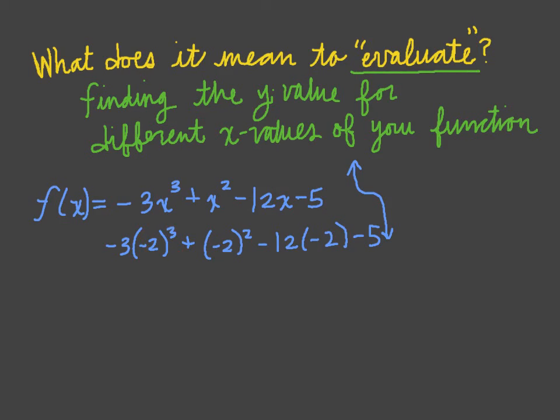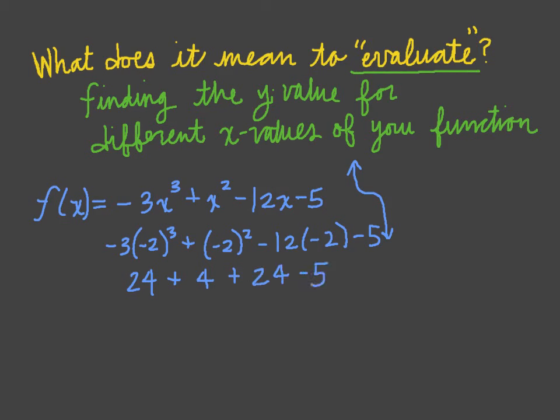Don't freak out. You can do this without your calculator. Negative 2 times itself is positive 4. If we multiply by negative 2 again, we get negative 8. So far we've got negative 2 cubed is negative 8. When we multiply that by negative 3, we get positive 24. Okay, that wasn't so bad. Look, we did that without the calculator. Okay, so negative 2 squared, that's negative 2 times itself, that's positive 4. Our next term, negative 12, taking into account this sign here, times negative 2, gives us positive, because a negative times a negative is positive, 24. And then minus 5.